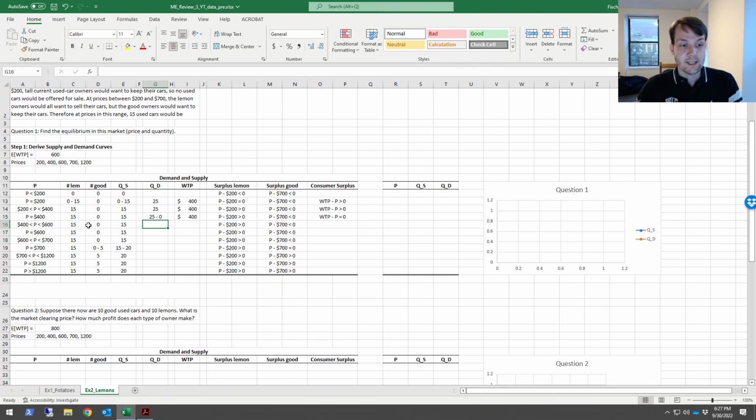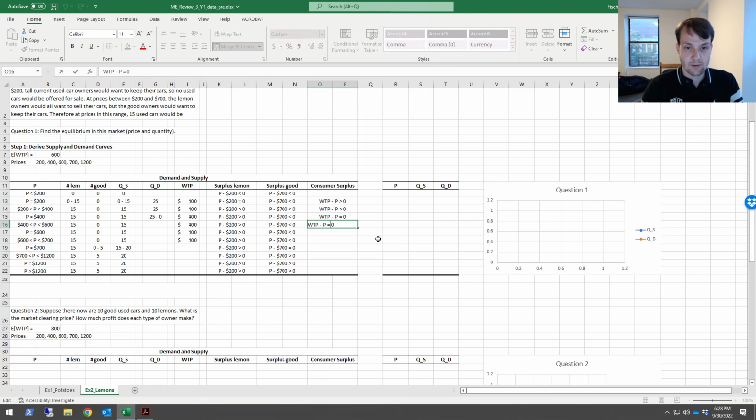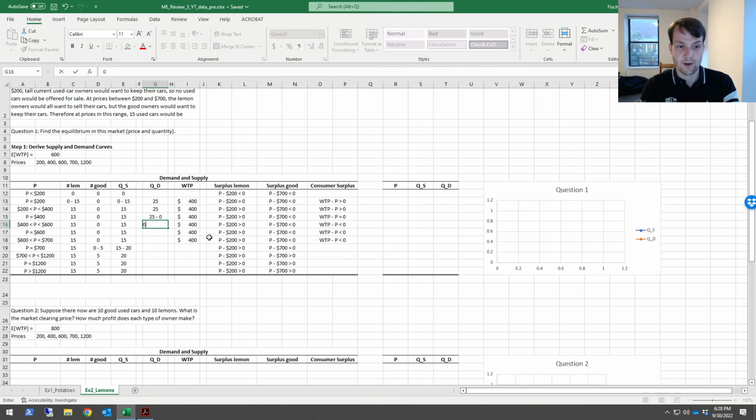For all prices where there's only bad cars in the market, the willingness to pay is still 400, but now the surplus is negative, right? They know at all prices, basically between 400 and 700 exclusive, there's only going to be bad cars, but they're not willing to pay more than 400 for them. The prices are above 400, so they're going to demand 0.